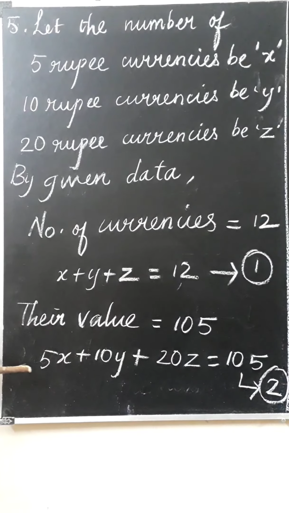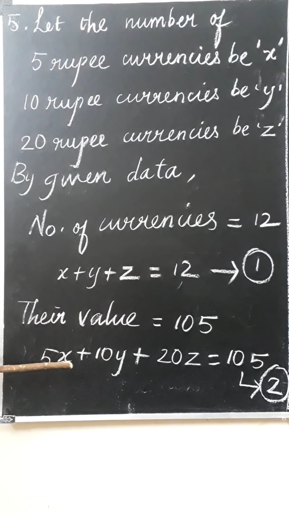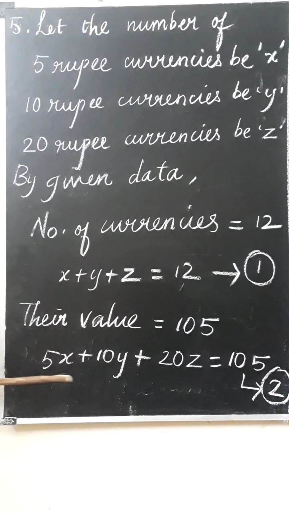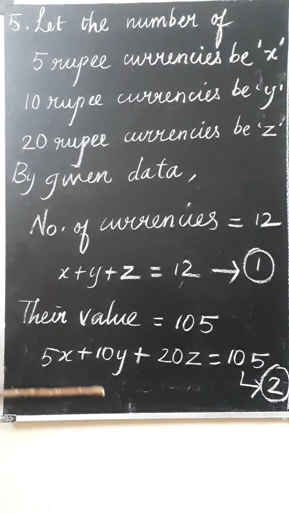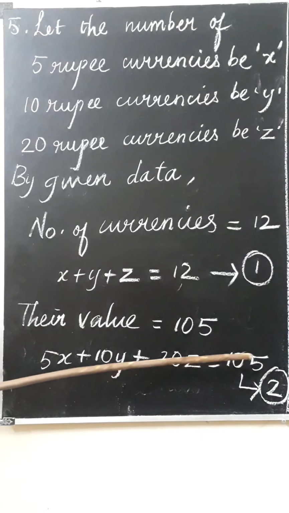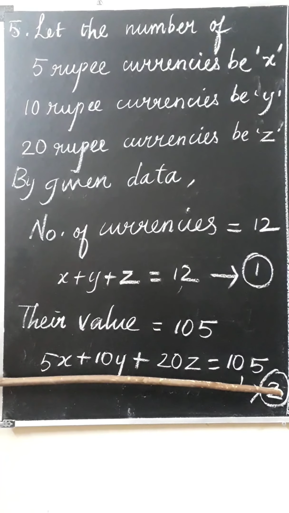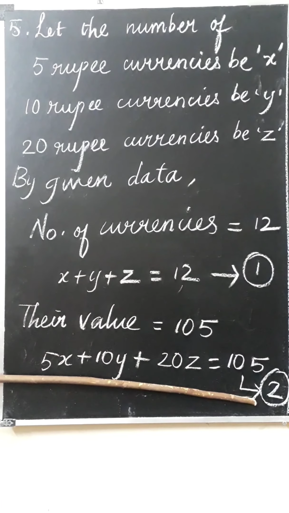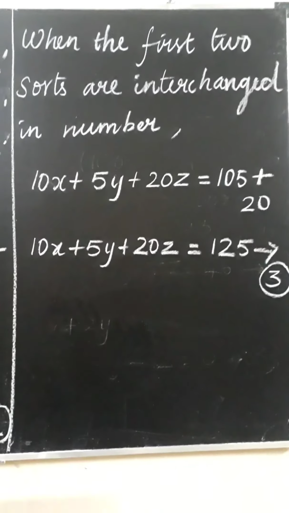Hope that you understand this. So x 5 rupee notes are there, multiplied by 5. y 10 rupee notes are there, multiplied by 10. z 20 rupee notes are there, multiplied by 20. When we add their values up, it is 105. Two equations we got. Let us get the third equation.